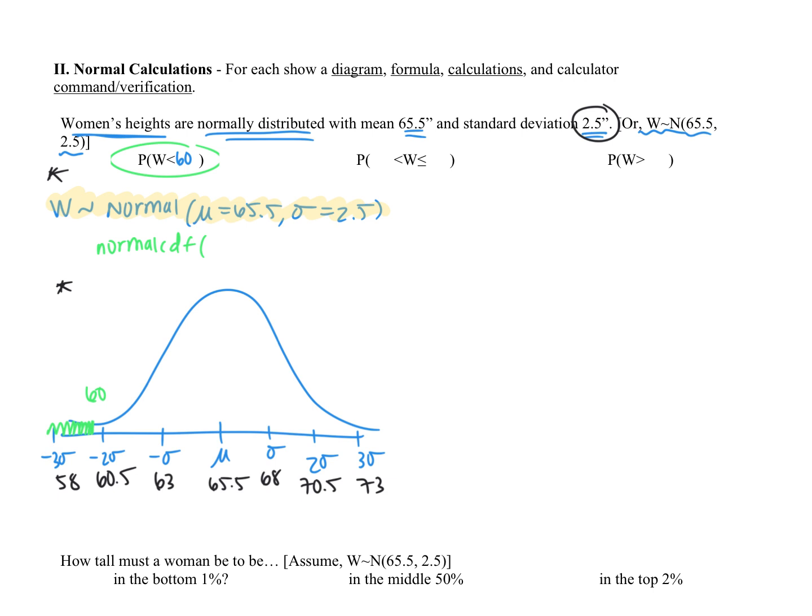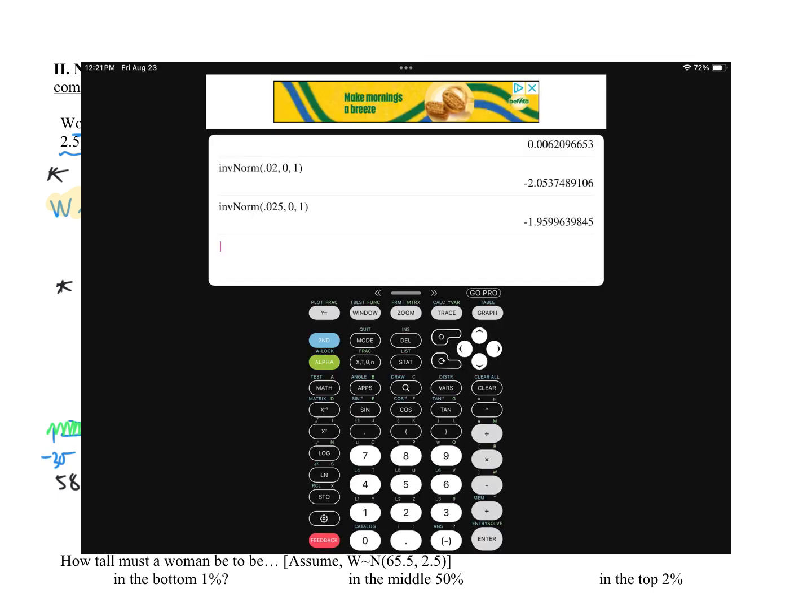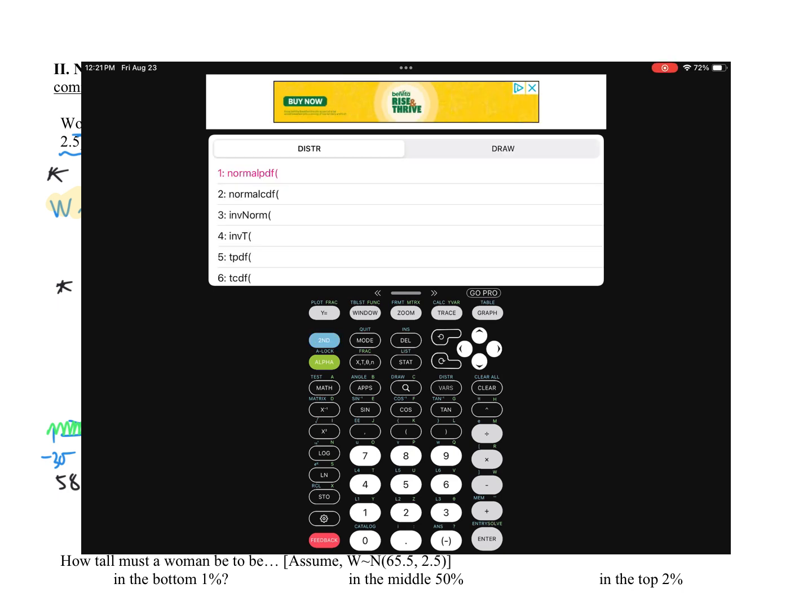Lower bound is just a really big number, so I'm going to do -1 times 10 to the 99th. Stopping at 60, mean of 65.5, and a standard deviation of 2.5. So let's go to the calculator. Okay, so we're going to go back to that second distribution.